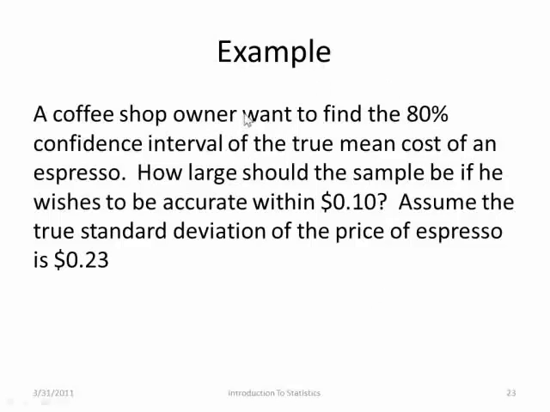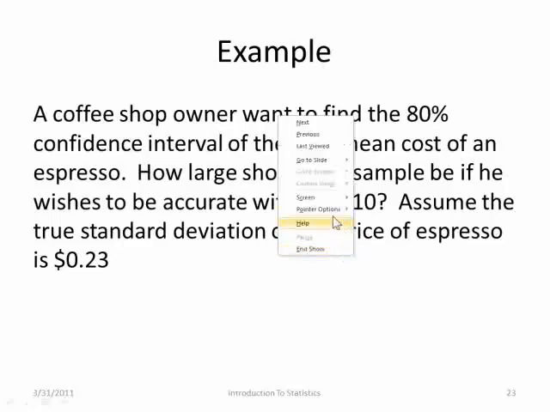So a coffee shop owner wants to find the 80% confidence interval for the true mean cost of an espresso. How large of a sample would he need if he wants to be accurate within a dime? Assume the true standard deviation of the price of the espresso is 23 cents.